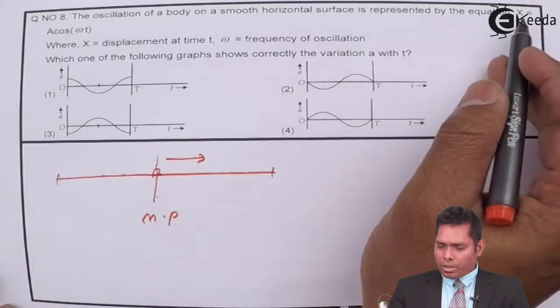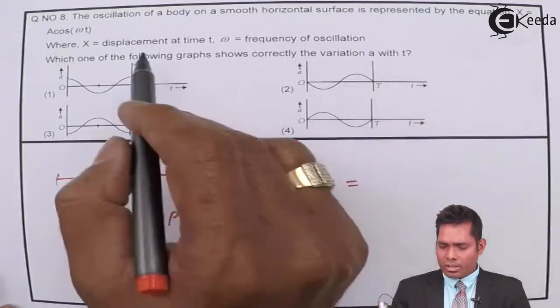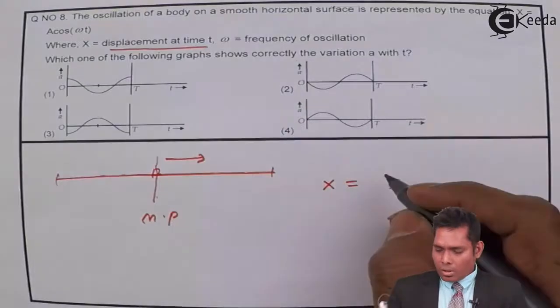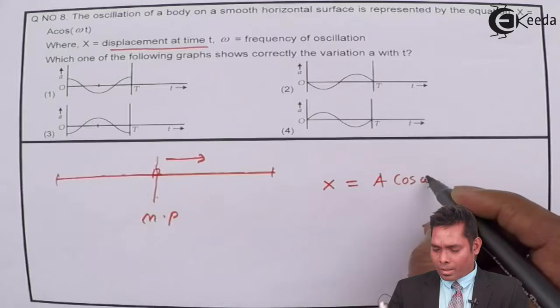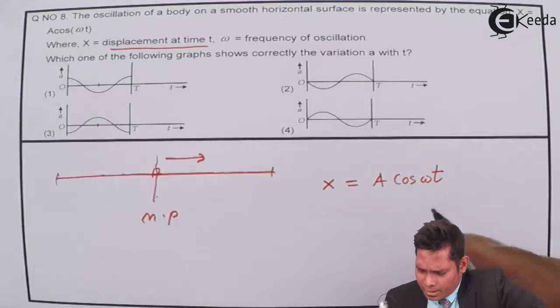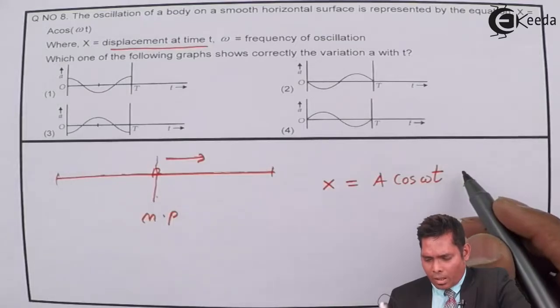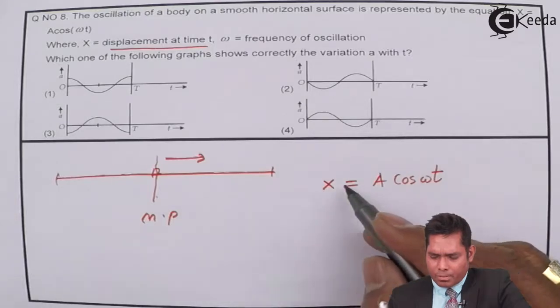And this displacement is given by the equation: x is the displacement at time t, at any time t, or at time t equals 0. That has to be mentioned. x is a function of time, x equals a cos omega t. If I put t equals 0 here, then x becomes a.